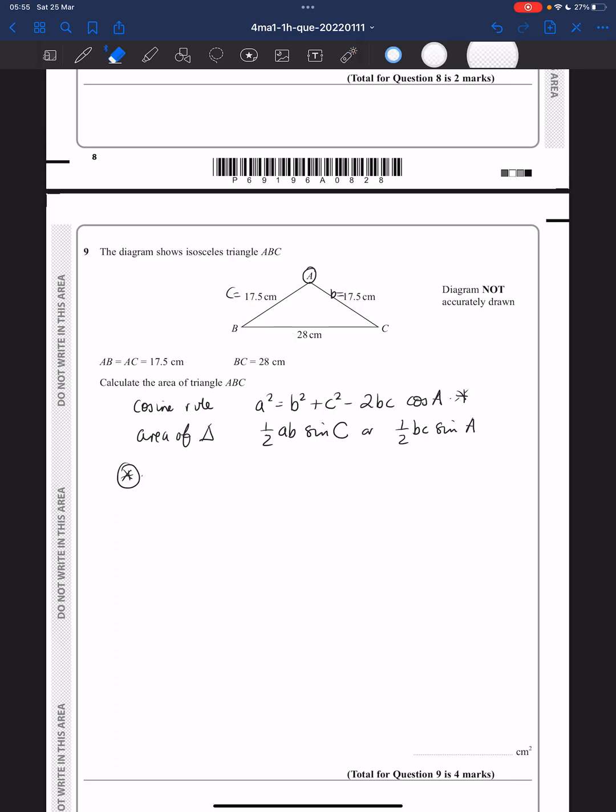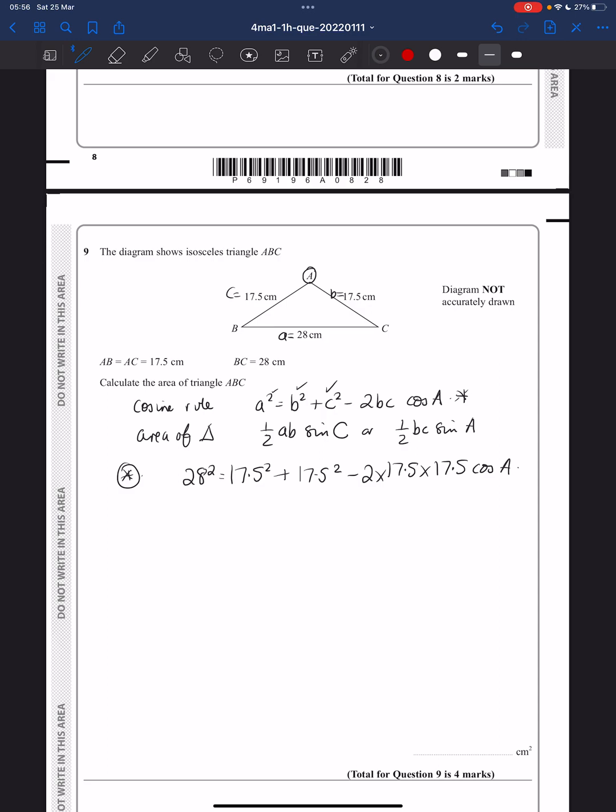And I'm going to substitute those values into here and use my calculator to work out the cosine of this angle here. Okay, so we've got 28 squared is 17.5 squared plus c squared, 17.5 again, because they're both the same, minus 2 times 17.5 times 17.5 cos A. Okay, so rearrange this. I'll just work them out a bit because it's a bit too much writing.